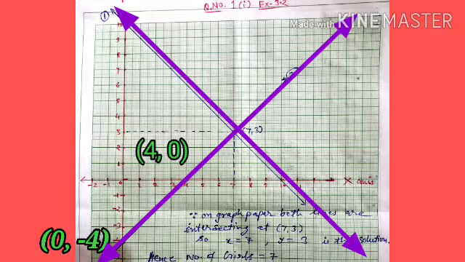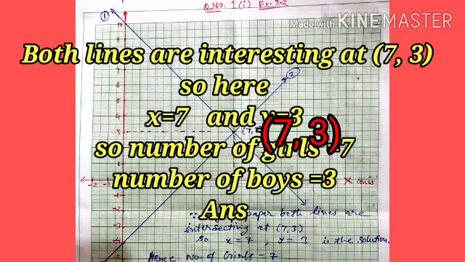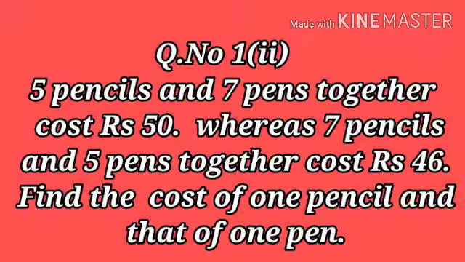Now observe the graph where line number 1 and line number 2 are intersecting. From this intersecting point, draw perpendiculars on the axes. These perpendiculars meet the x-axis at 7 and the y-axis at 3. So our point is (7, 3). Since on the graph paper both lines are intersecting at (7, 3), x is equal to 7 and y is equal to 3 is the solution, and hence the number of girls is 7 and the number of boys is 3 who took part in the maths quiz.